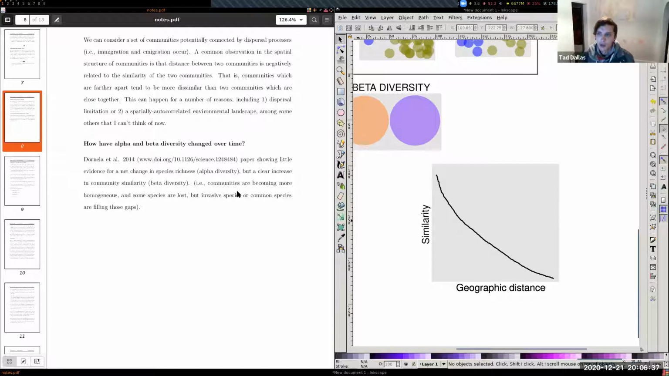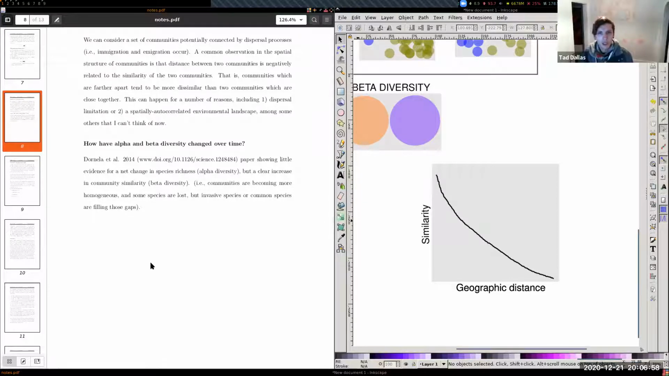And so there's a paper from 2014 in Science, I link here, that basically shows that there's little evidence that we're losing alpha diversity, which is really heartening. It's like, oh, nice, it's fantastic. So species richness as measured across different communities didn't really change that much over time.